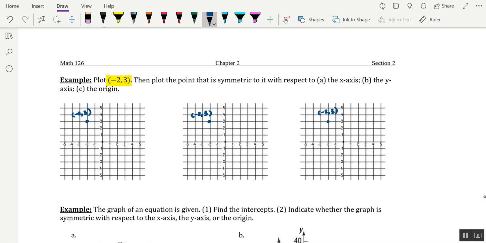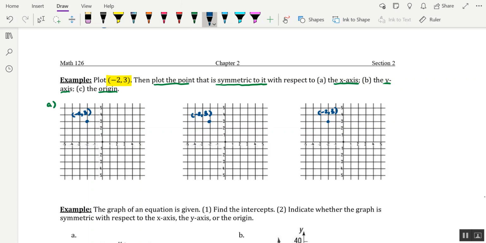And there are three different things that we want to do. We want to plot the point that is symmetric to this point that we just plotted in each of these planes with respect to the x-axis is the first part, the y-axis is the second part, and then the origin. Let's start with the x-axis.